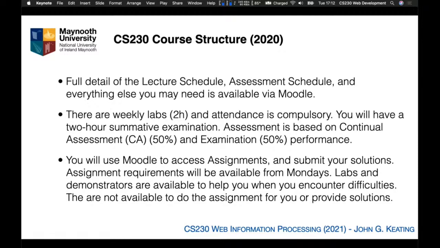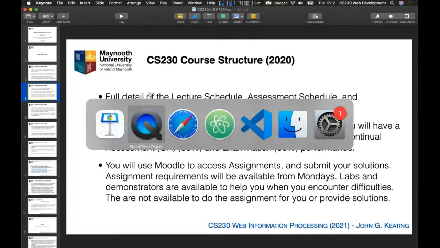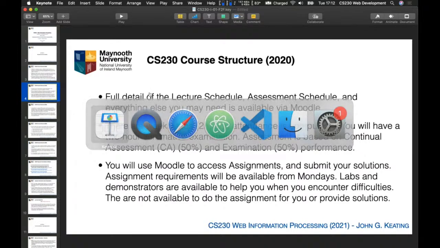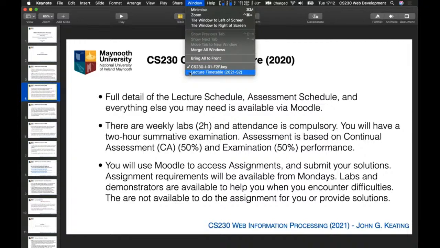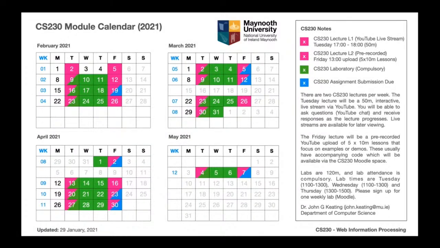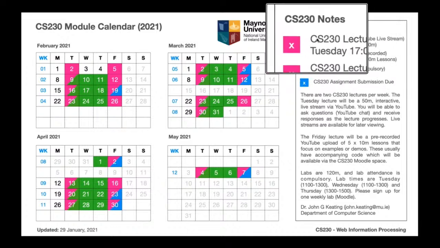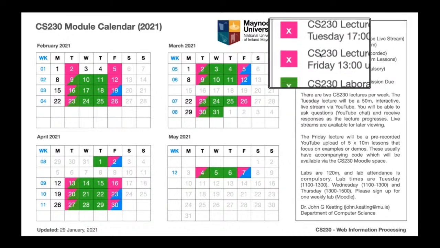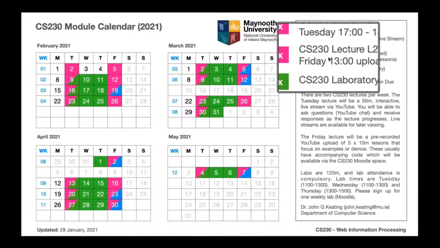So we can have a look at that now. Let me just show you your timetable for CS230. Okay, so this is your module calendar, and this document is available for you on Moodle. What's important here is that you can see there are a bunch of lectures on Tuesdays, and there's one on Friday. Those Friday lectures will be pre-recorded and uploaded, and I'll show you what they look like in a little while.